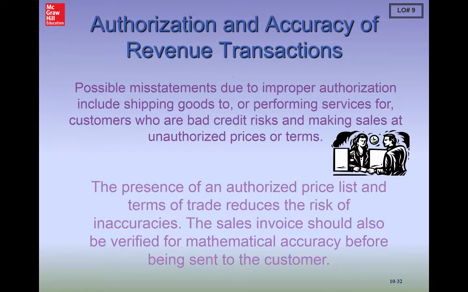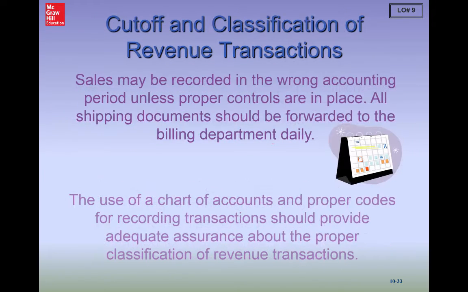And authorization, basically you want to make sure that if they do go over that credit limit, or if they do have bad credit, that it is getting that second round of approval. And you want to make sure that price lists are okay and that they're accurate, that people aren't able to change prices at whim, especially salespeople. You want to make sure that all of those SOPs, standard operating procedures, are followed.